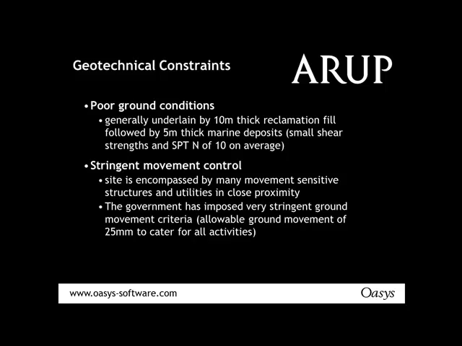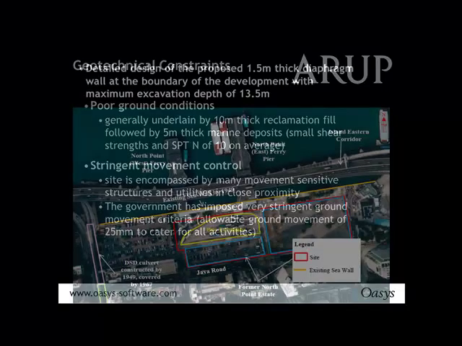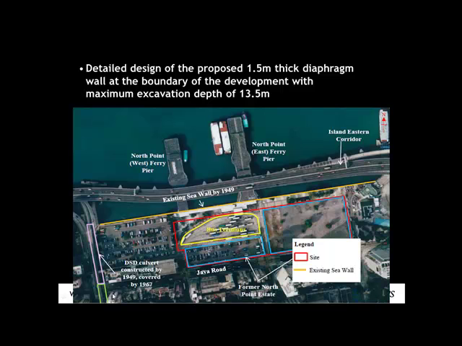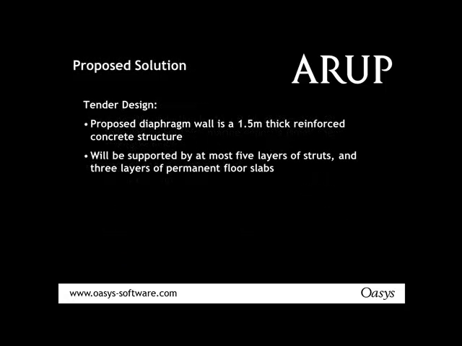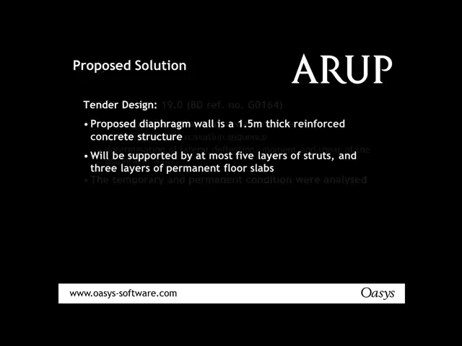So if you remember from the plan, if I just go back into the plan, you can have a look and see we've got the existing seawall here, and we've got the culvert, and we've got the utilities. Okay, so for the tender design, it was proposed that you've got a diaphragm wall, which is 1.5 thick, reinforced concrete, and it will be supported by 5 layers of struts and 3 layers of permanent floor slabs.